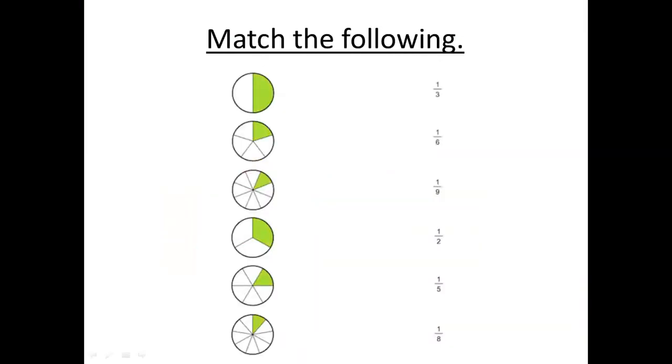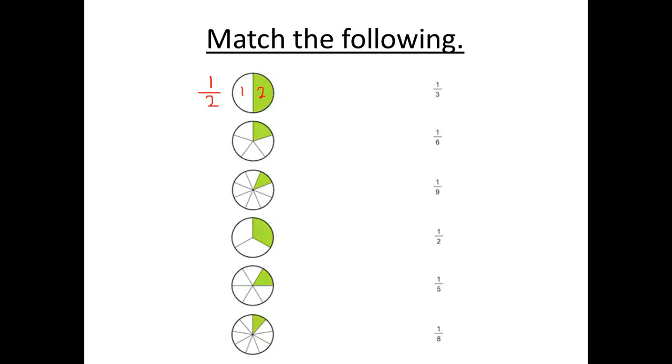Now match the following. Very interesting. See, now we will match. So, first one. It has been divided into 2 equal parts, right? So how to write this? Only one part has been shaded. So at the upper part, I will write part of whole. One part has been shaded, so I will write 1 by whole. Whole has been divided into how many parts? 2 parts. So this is 1 by 2. Right?